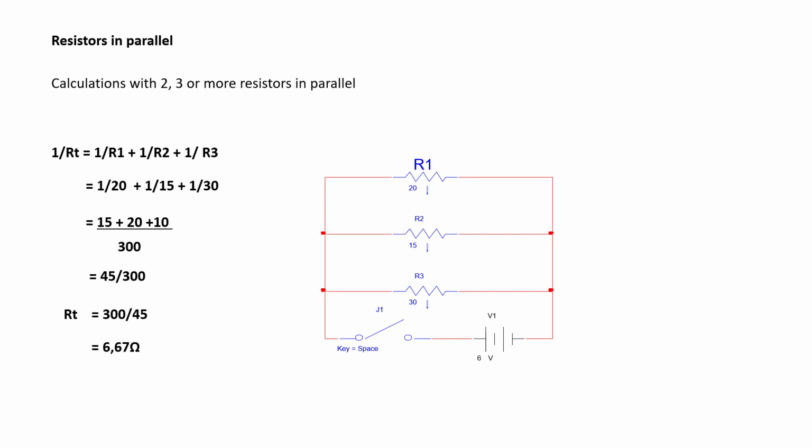So for R total, we have to change them around. The 300 goes to the top and the 45 to the bottom. And that calculates to 6.67 ohms for this circuit, for R total.